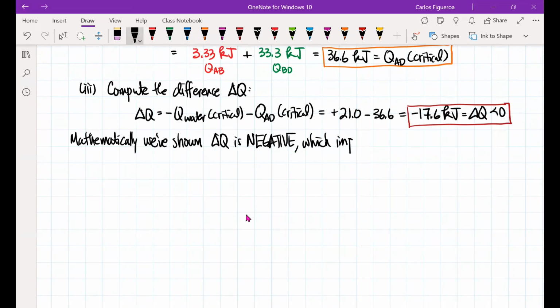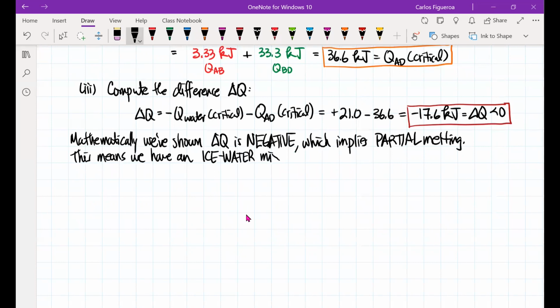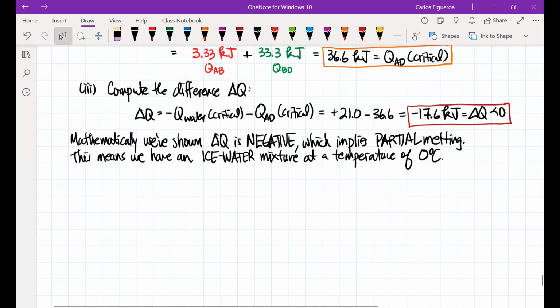Which implies partial melting. This means we have an ice water mixture at a temperature of 0 degrees C. So we know what the final temperature is. So then the question: how much ice has been melted?